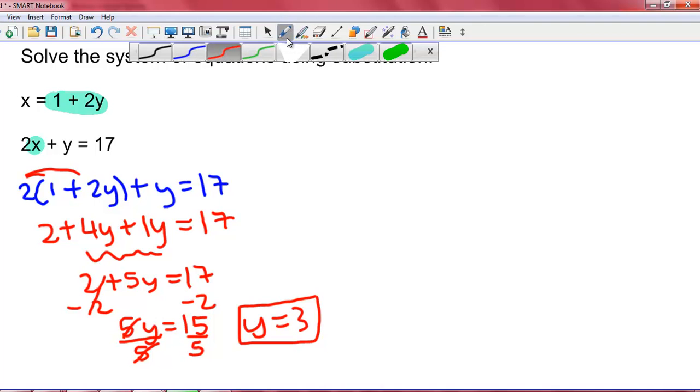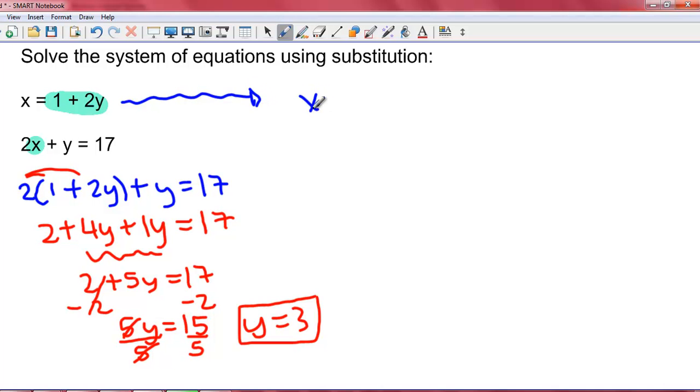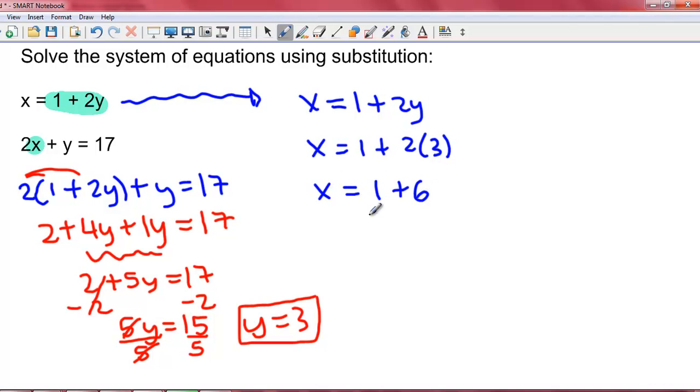But we want to make sure that we solve for both variables, so once we've figured out one of them, we'll take that value and plug it back into one of the original equations. And that one that we highlighted says x equals already, so if we just use that one, it'll go straight to our answer. So we'll plug in 3 instead of y, so we'll have x equals 1 plus 2 times 3. And we need to multiply first, 1 plus 6, and we get that our value equals 7.